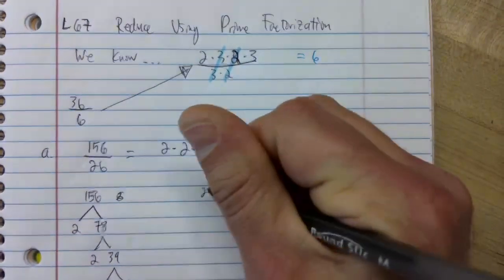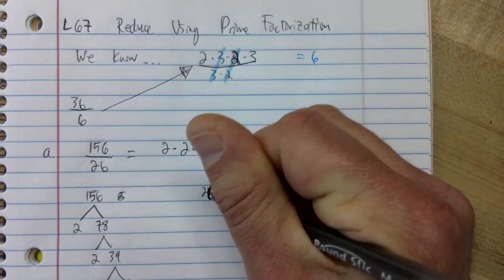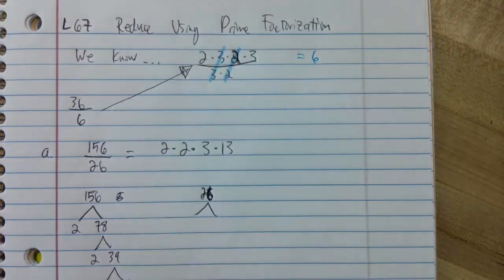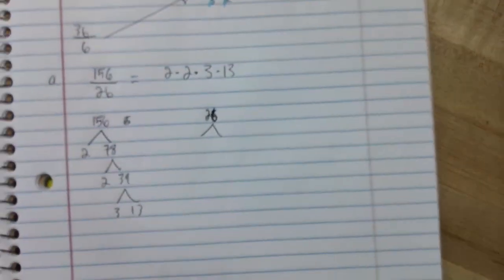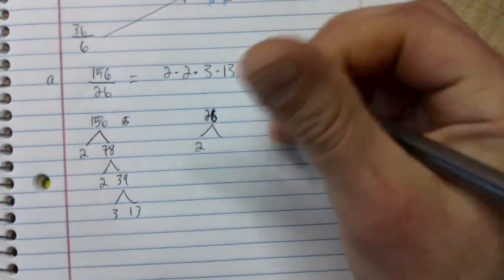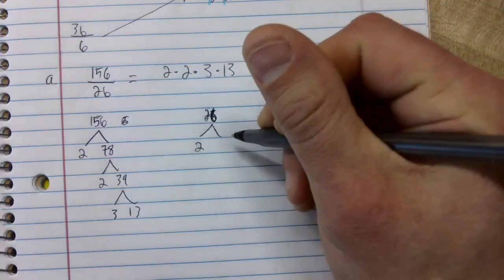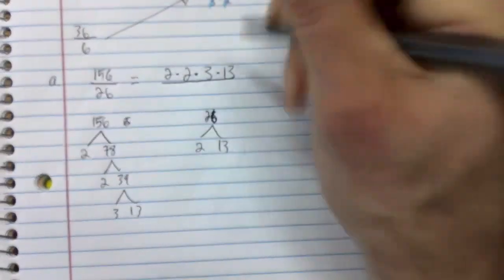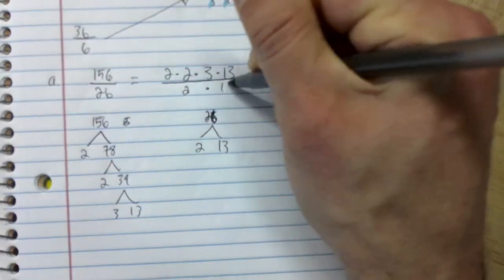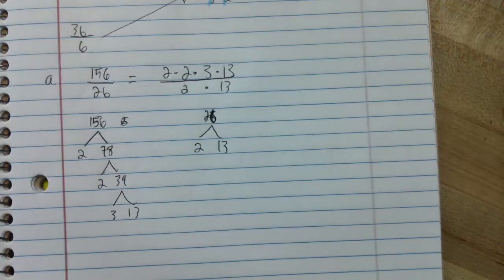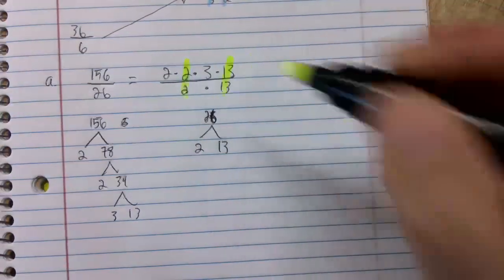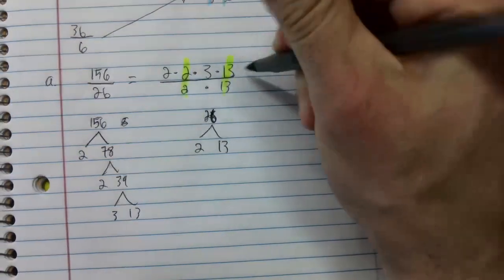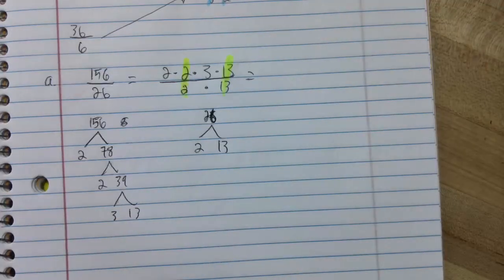3 and 13. Now 26. Let's do 26. Oh. How does 26 break down? 2 and 6? Wait. No. 2 and 13. That's coincidental, right? So 2 and 13. And why did I write it like that? Because I want you to see it. 2, 13. 2, 13.